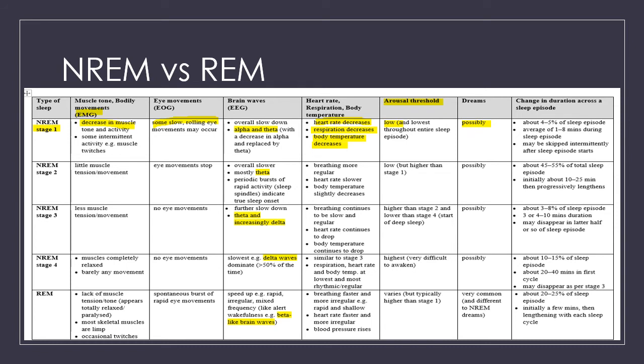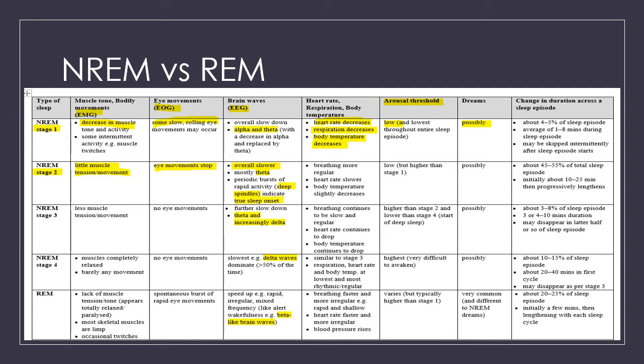All right, stage 2 NREM. The EMG is going to show little muscle tension or movement. The EOG, so it's measuring the eye movements, is going to show that they stop. In the EEG, you're going to have overall slower brain waves, and it's going to be theta. You might also have sleep spindles and K complexes in stage 2, which is not actually on there. It is the true onset of sleep.